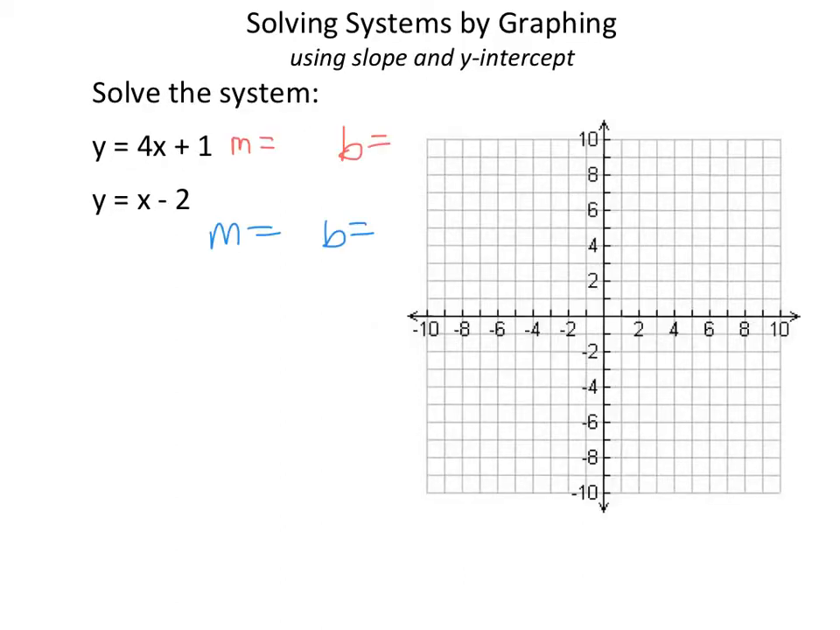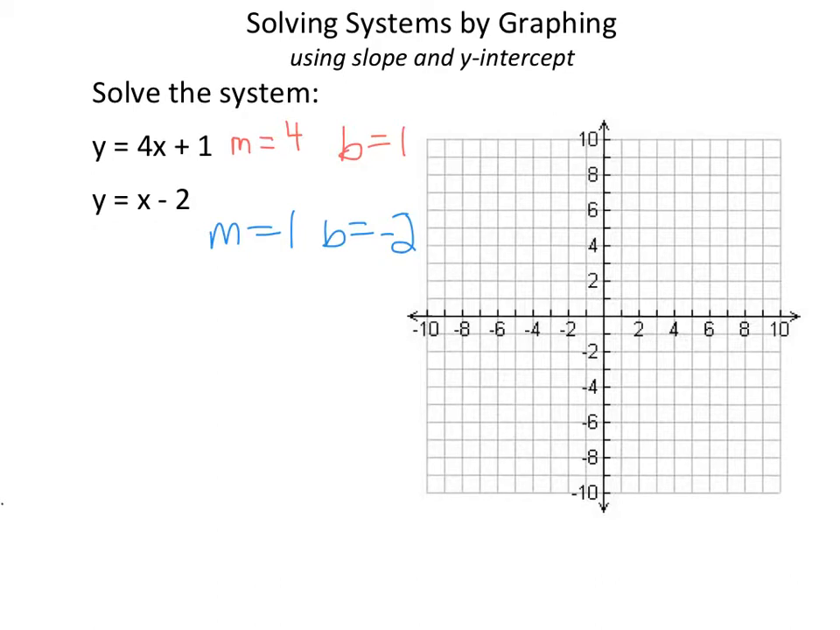To get started, I'm going to identify the m and the b from both equations. In the first equation, m is 4 because m is always the coefficient in front of x, and b is 1. In the next equation, m is 1 because if you don't see a coefficient in front of the x, you can assume that it's 1, and b would be -2.